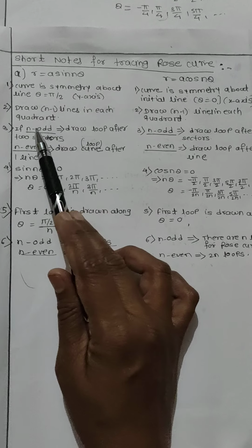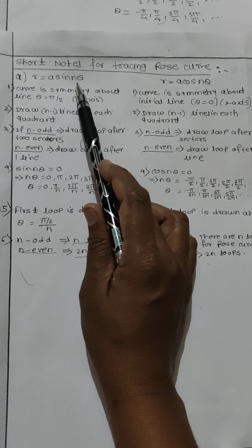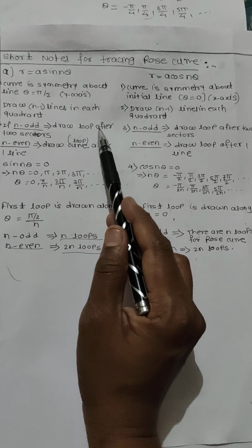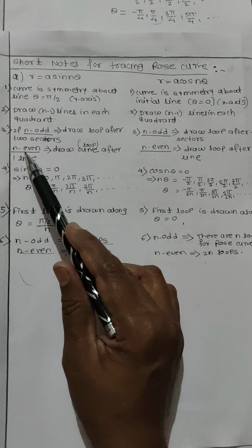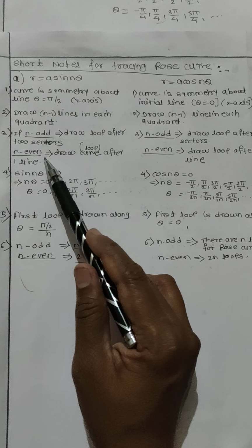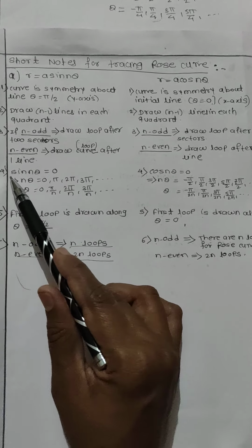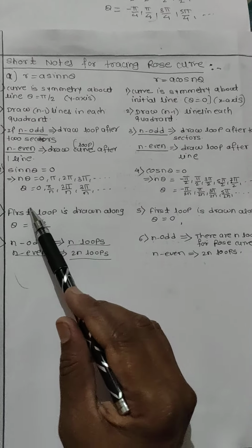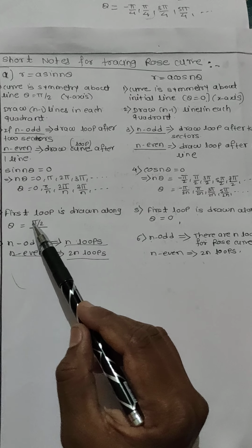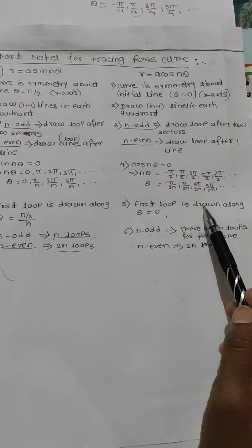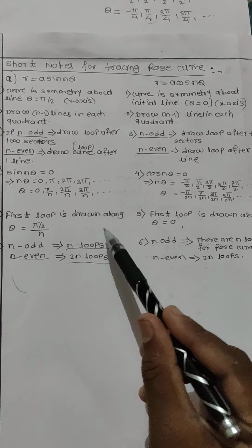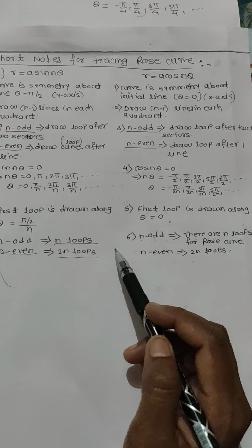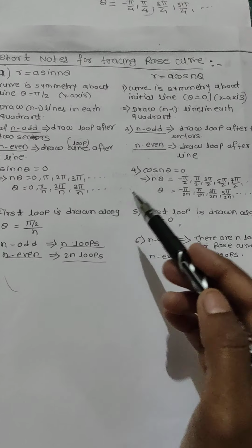The next part is also the same. For r equal to a sin n theta and r equal to a cos n theta, if n is odd, we draw the loop after 2 sectors, and if n is even, we draw the loop after 1 line. And for both, this is the tangent at the pole. For r equal to a sin n theta, the first loop is drawn along theta equal to pi by 2n, and for a cos n theta, the first loop is drawn along theta equal to 0. If n is odd, there are n loops. If n is even, there are 2n loops. So you have to remember these short tricks for tracing the rose curve.